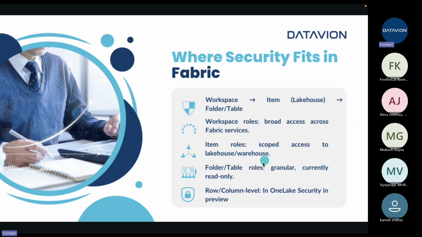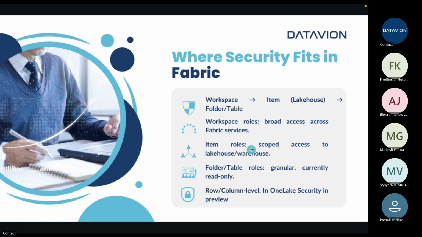And at the item roles, that is scoped access only to a Lakehouse or a specific item. So the item, we can call it either Lakehouse or Warehouse, whatever item you're creating within your workspace. We have specific roles to share. When you're trying to share your item, you can scope the access specific to that particular item. And if you want to provide read all access or read only data, what are the different permissions we have at the item level, we will also look into it.